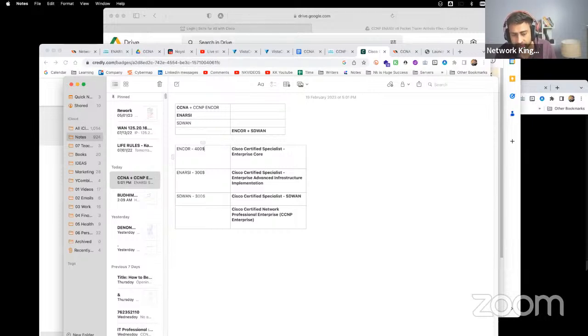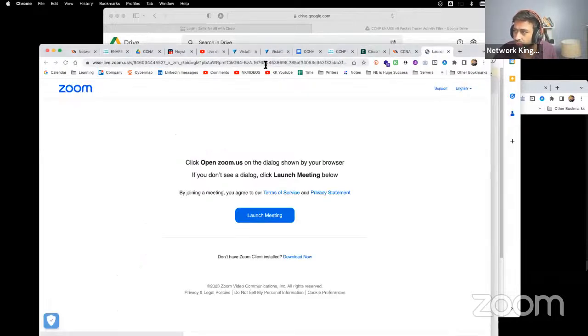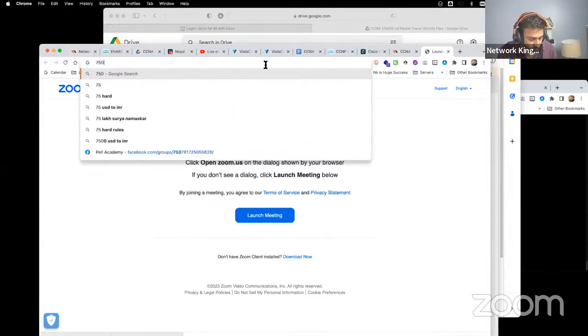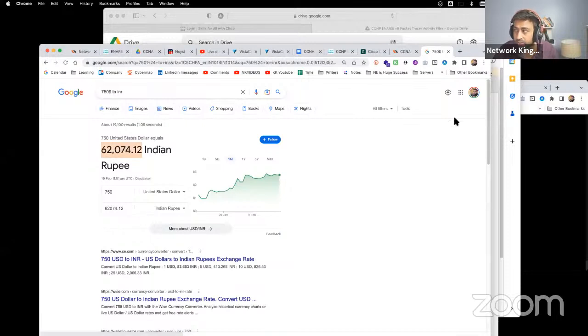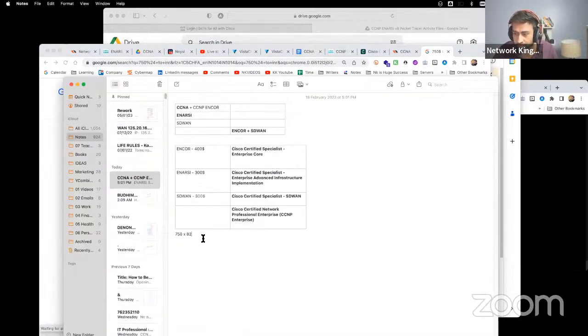Whatever money you are going to put into this certification, suppose you spend almost $700 plus GST, so you consider 750, 760 something. If you multiply by 82, which I think is the dollar rate right now, 750 approx, that comes around 62,000. I know this is a very big amount that you are spending for your certification.